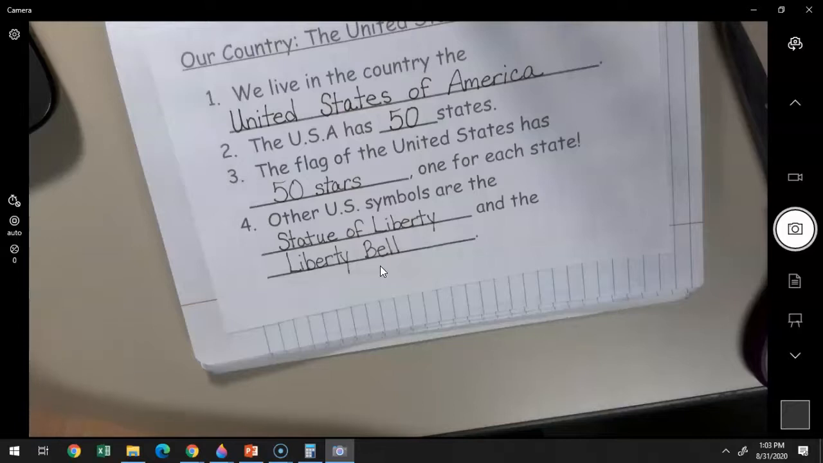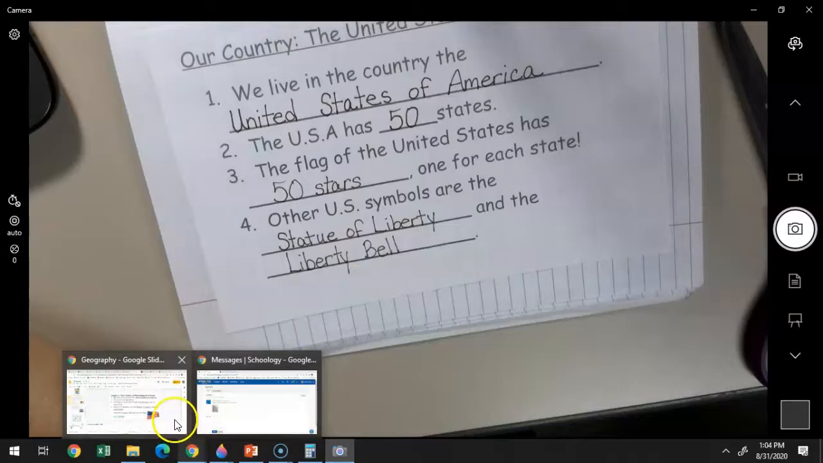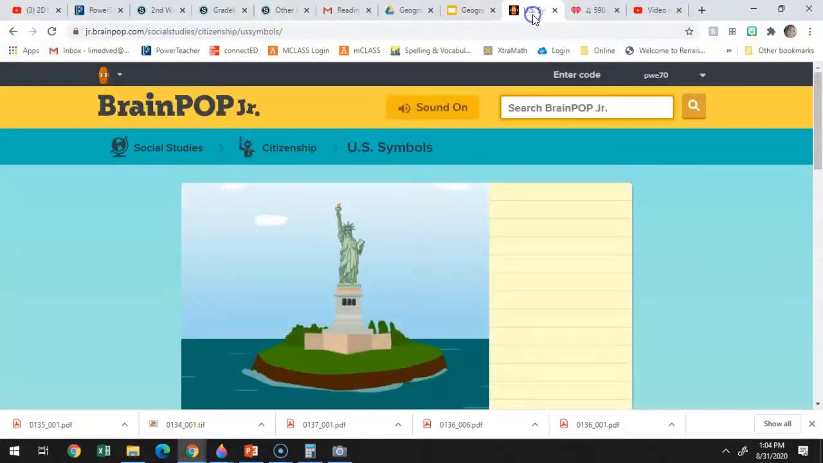So we're going to watch a short Brain Pop about the symbols of our country. But before we do, I want you to think about a question. Did our flag always have 50 stars? So I want you to think about that. We're going to watch this short Brain Pop, I hope.